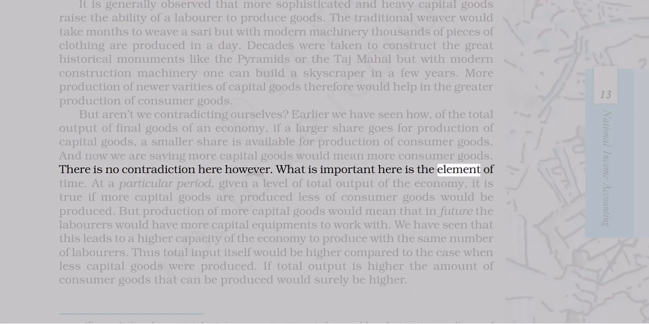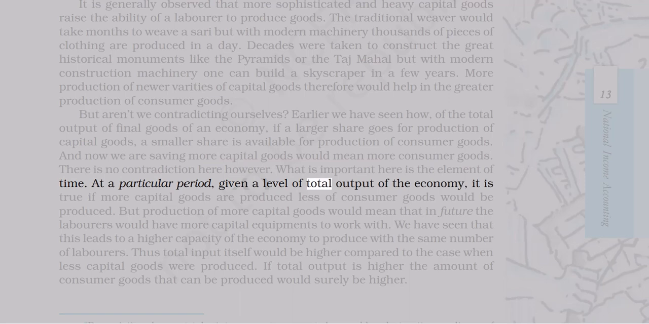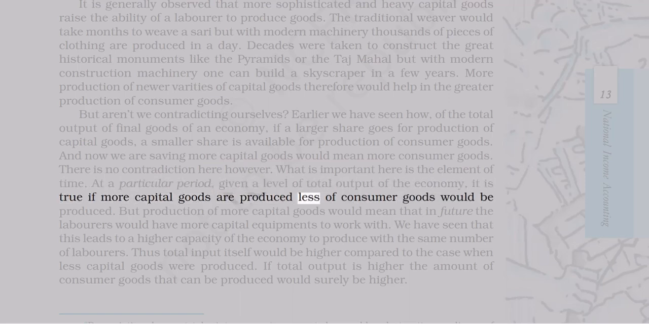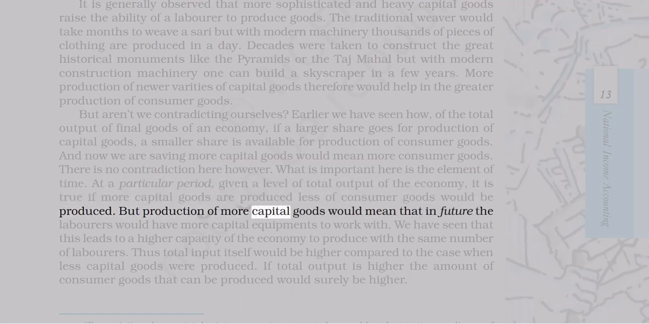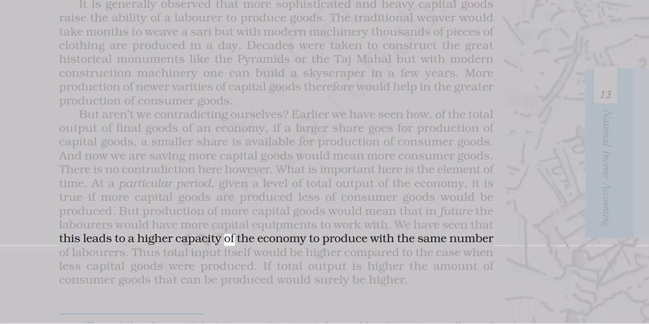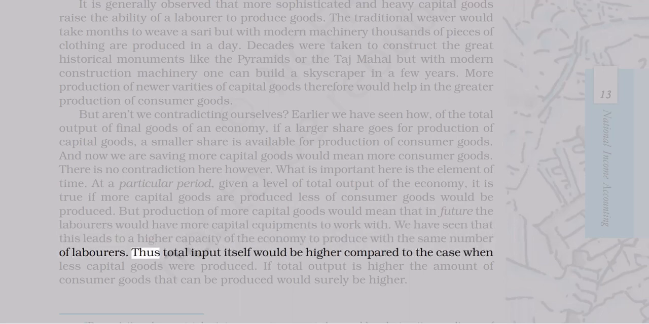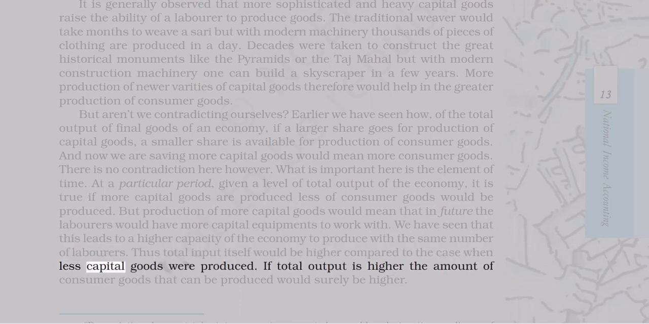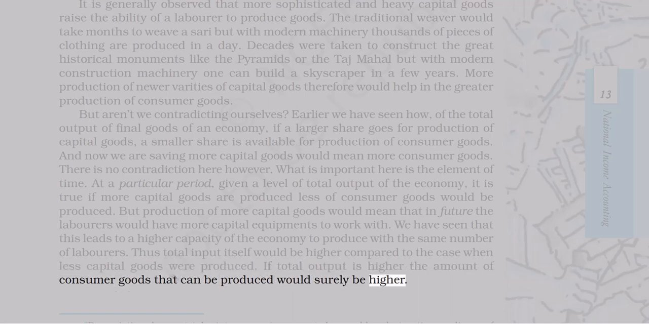What is important here is the element of time. At a particular period, given a level of total output of the economy, it is true if more capital goods are produced, less of consumer goods would be produced. But production of more capital goods would mean that in future the laborers would have more capital equipments to work with. We have seen that this leads to a higher capacity of the economy to produce with the same number of laborers. Thus, total output itself would be higher compared to the case when less capital goods were produced. If total output is higher, the amount of consumer goods that can be produced would surely be higher.